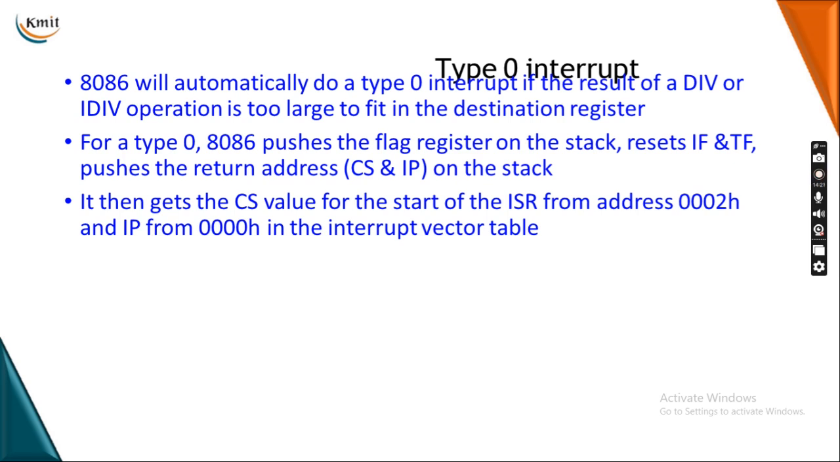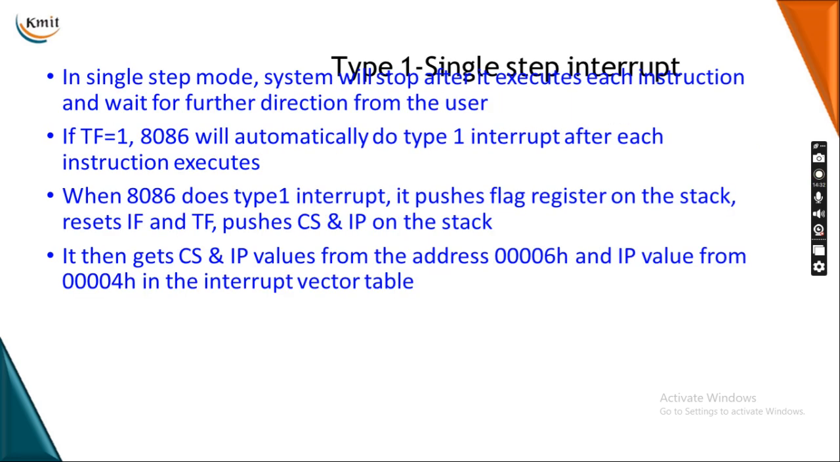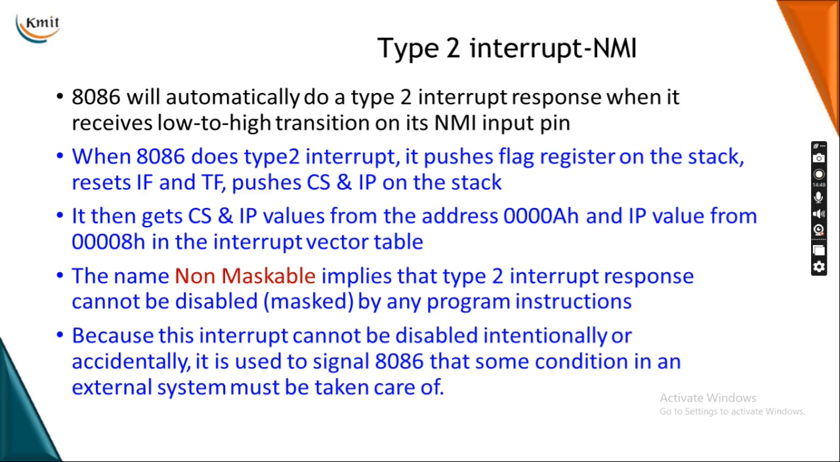As we know, the type 0 interrupt is the divide by 0 interrupt, and its address starts from 00000H. Type 1 is single step: the system stops after it executes each instruction and waits for further direction from the user. That is single step execution, the single step interrupt. Type 2 interrupt is NMI, the non-maskable interrupt, because this interrupt cannot be disabled intentionally or accidentally.